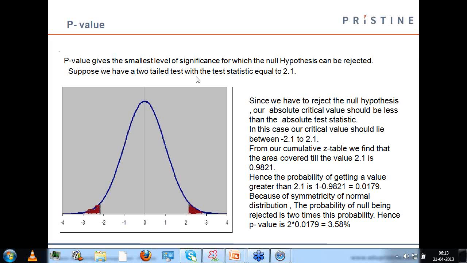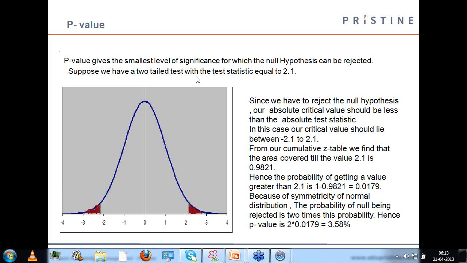So how can we find our p-value? The important data we need to find the p-value is the test statistic. Our test statistic is 2.1. Since we have to reject the null hypothesis, we have to look for the region in which we can reject the null hypothesis.